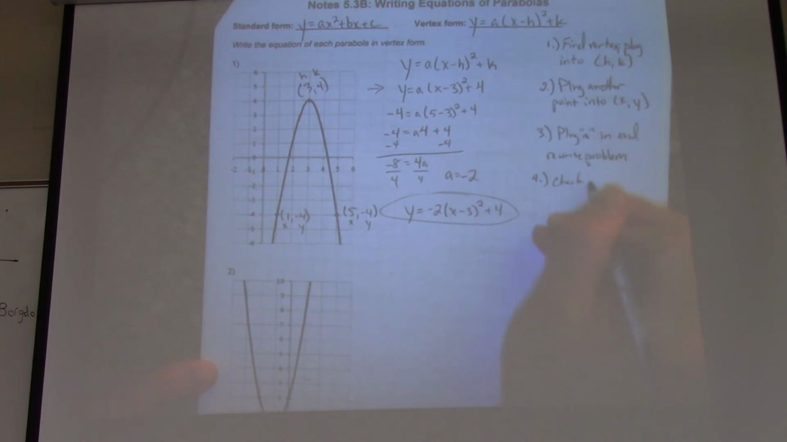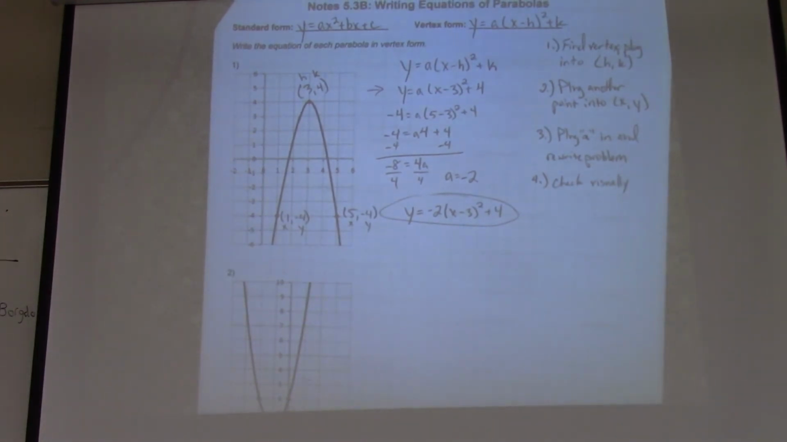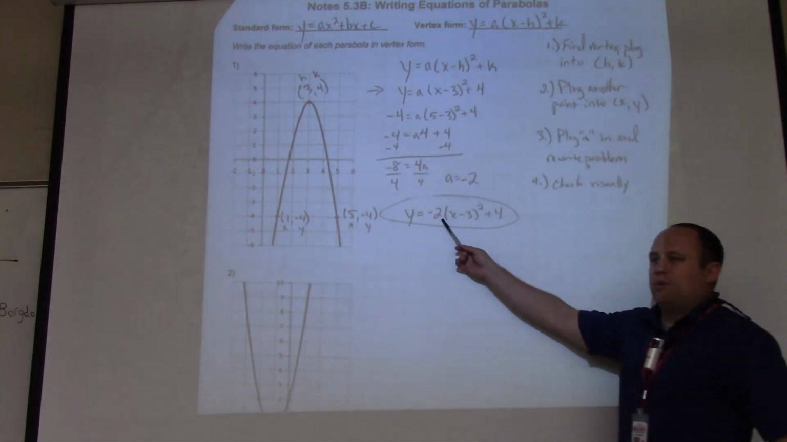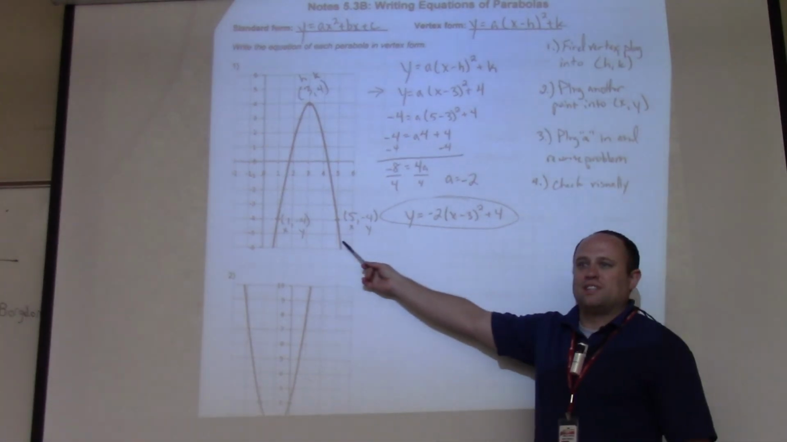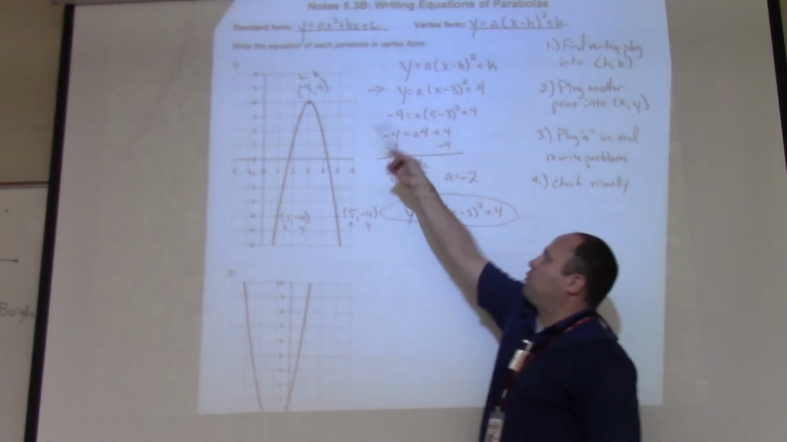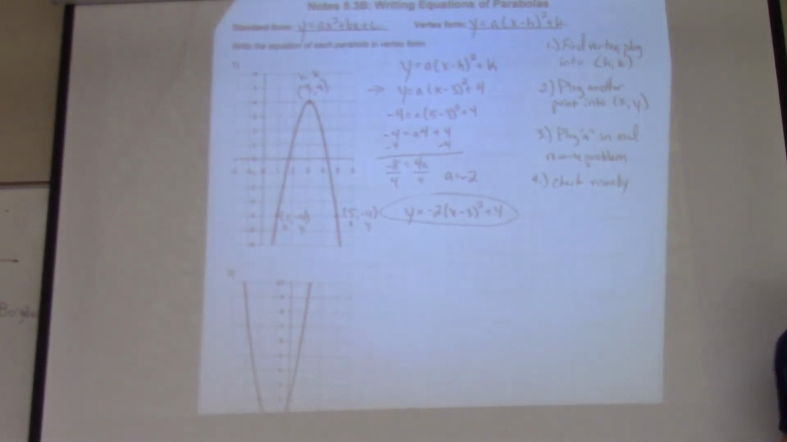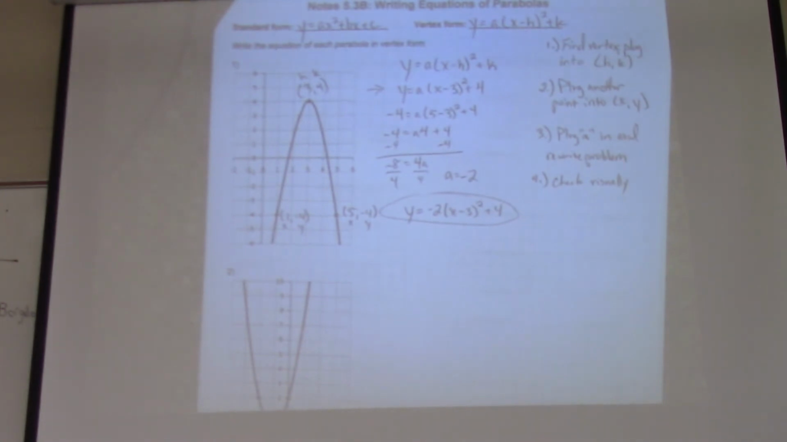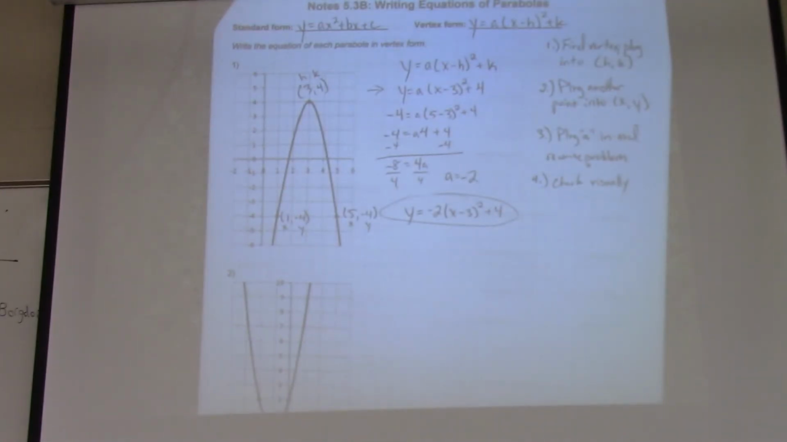Check. Check visually. You don't have to write anything down, but check. Because like I just said, if I had a 2 here, that would not make sense because this is opening down, right? So negative, good, it opens down. 3, 4, yep, 3, 4, good, it works. What do you think? Not that bad, is it? Nope. You guys try the second one.